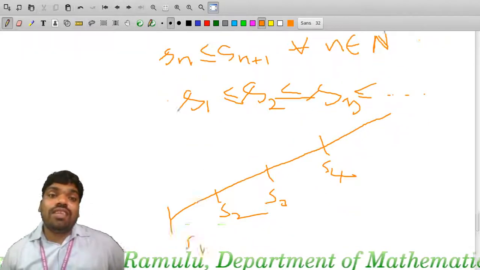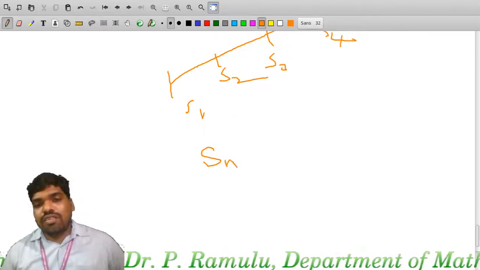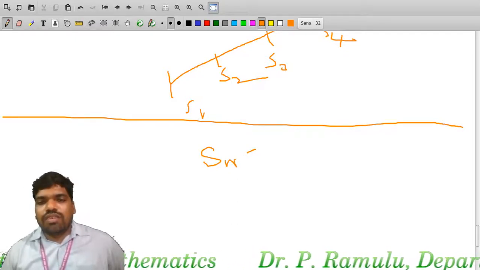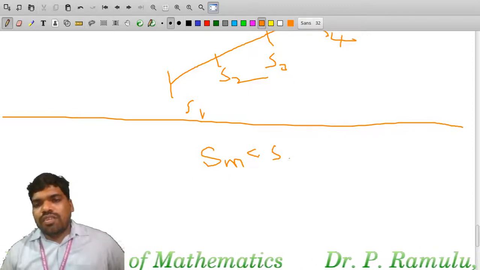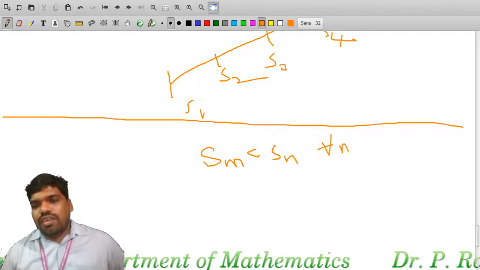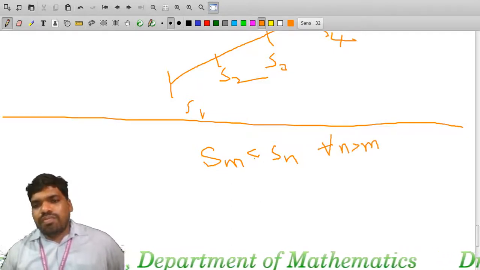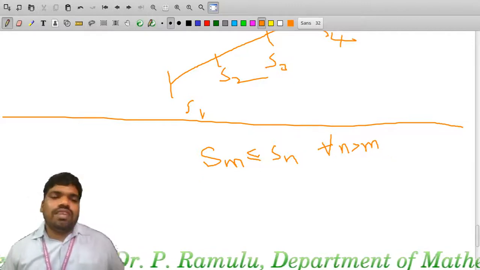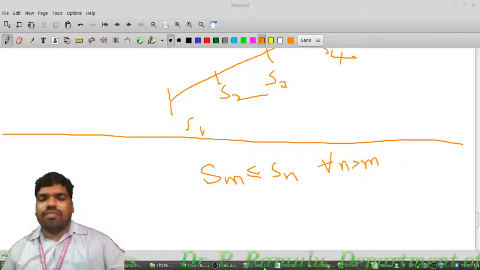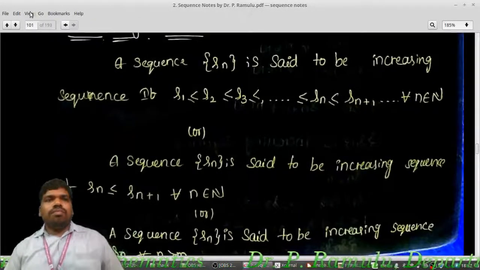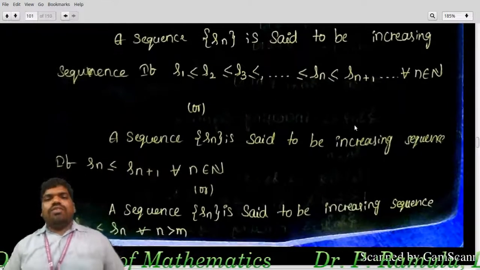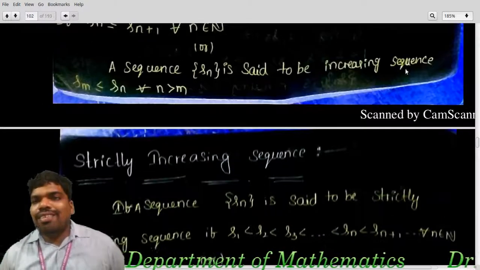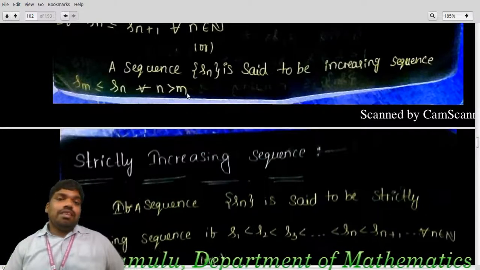A sequence Sn is increasing if Sm is less than or equal to Sn for every n greater than m. Another way also, a sequence Sn is increasing if Sm is less than or equal to Sn for all n greater than m. So you can define like this also, right? So a sequence Sn is increasing if Sn is less than or equal to Sn plus 1 for all n belongs to N. You can define like this also. Other definition, a sequence Sn is said to be an increasing sequence if Sm is less than or equal to Sn for n greater than m. So this is crucial.